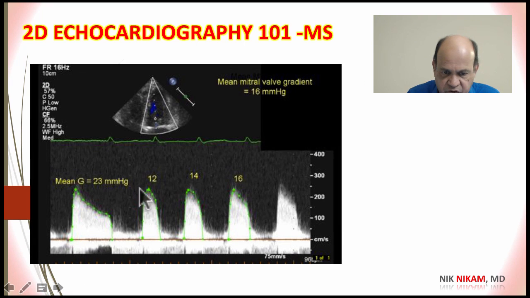Again, using the Doppler across the mitral valve, we will be able to calculate the mitral valve gradient. And more importantly, as you can see, the waveform changes from beat to beat. That is an indication that you are dealing with a patient with atrial fibrillation, which is very common in patients with mitral stenosis. By measuring this gradient, we will be able to calculate the mitral valve area.